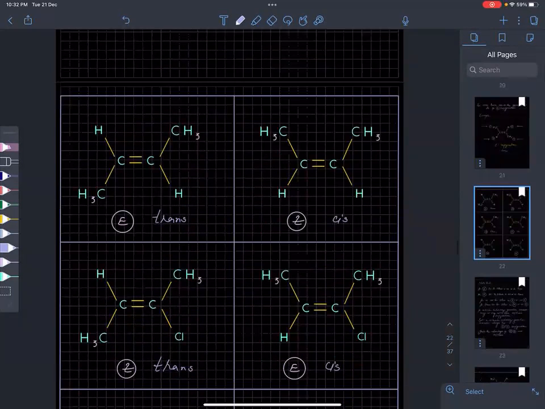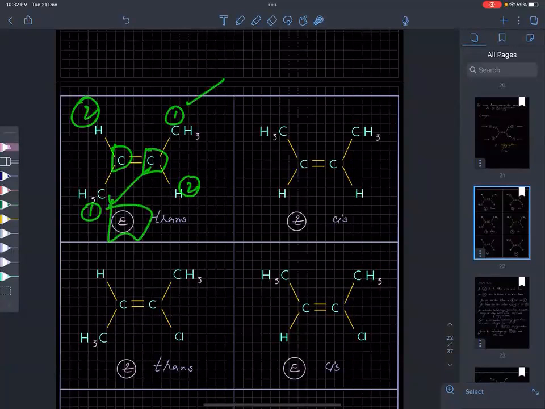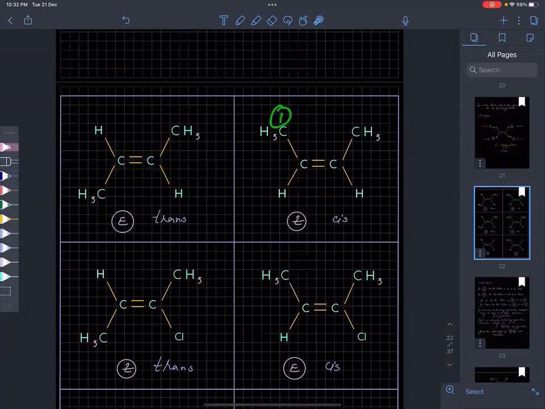This one. Can you see it is E? Because number one priority is here, number two is this here for this carbon. For this carbon, number one is this, number two is this. So one is on the opposite side, it is E. Here, number one and number two for this carbon. For this carbon, number one and number two.